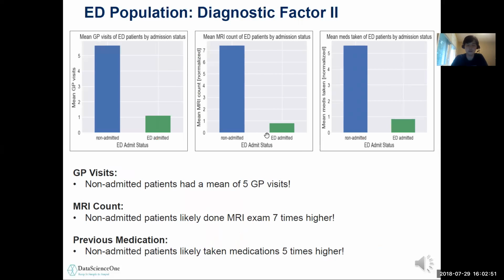So let's talk about the diagnostic factors too, in terms of the mean GP visit, mean MRI count, and mean medication taken. First, in terms of general practitioner visits, the non-admitted patients had a mean of 5 GP visits compared to the ED admitted patients, so about 5 times higher. In terms of MRI count, non-admitted patients likely had MRI exams 7 times more than the ED admitted patients. And finally, in terms of previous medication, the non-admitted patients likely took medication 5 times more than the ED admitted patients.